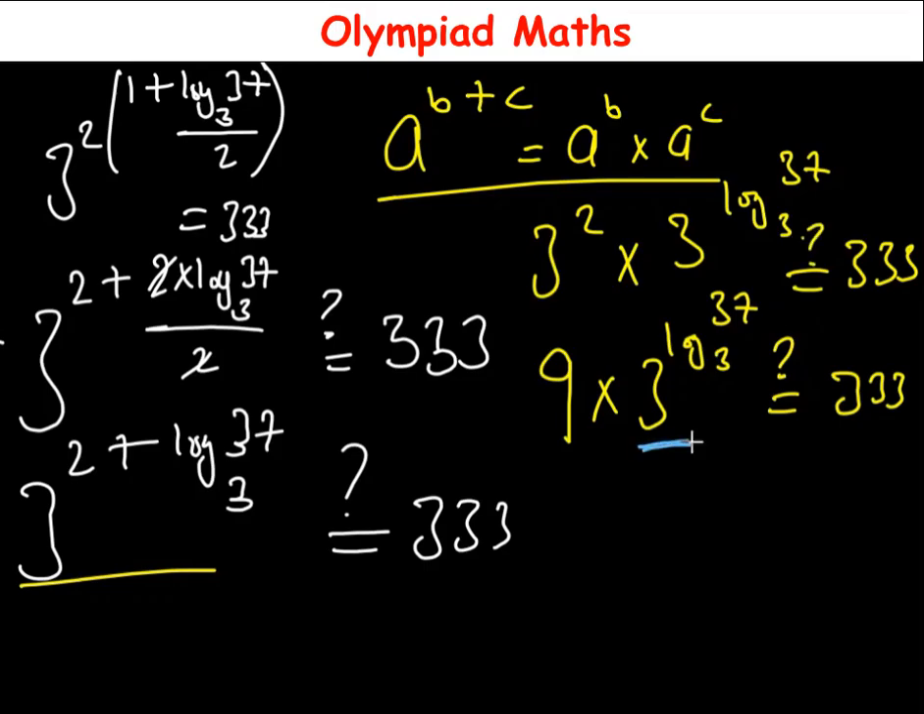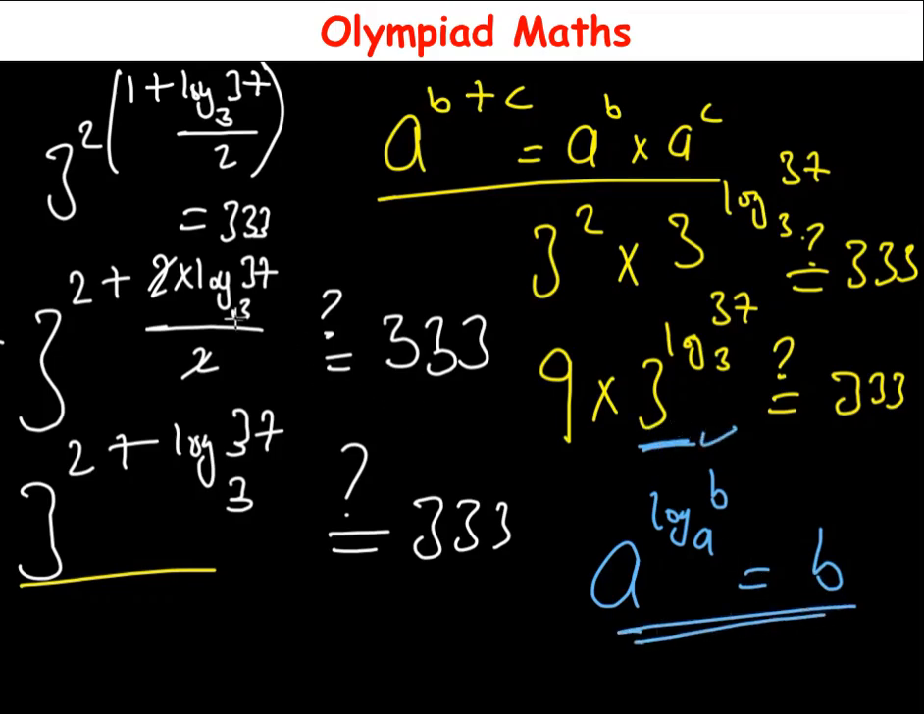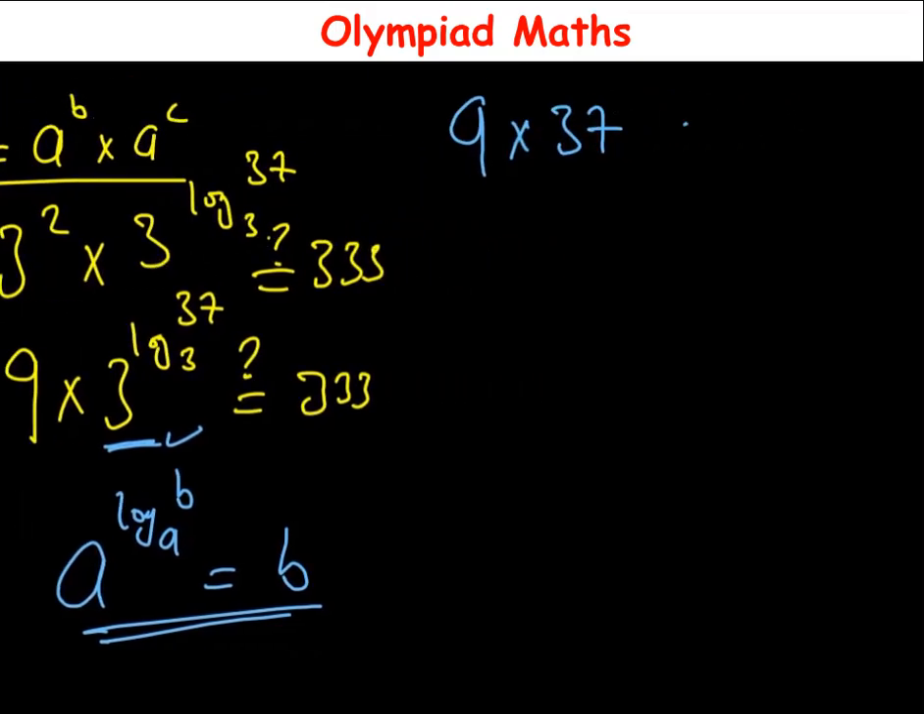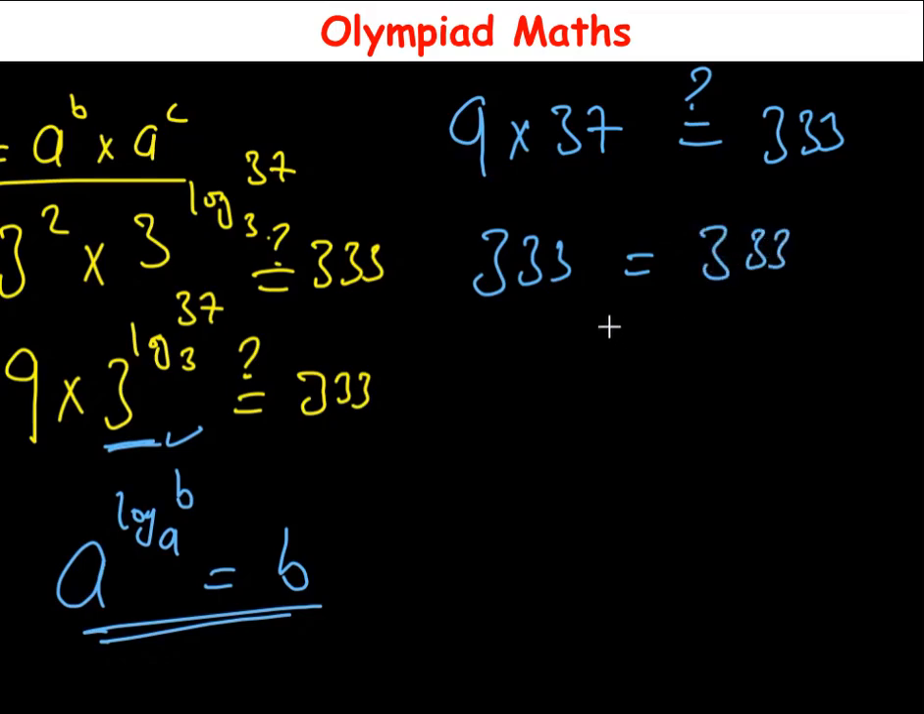With this, looking at this right here, there's a rule that if you have a raised to power logarithm of b base a, this equals b. So applying this rule right here, what we then have is 9 times 3 raised to power logarithm of 37 base 3, which is equal to 37. So with this equal to 333? Now 9 times 37 is equal to 333, and this is equal to 333.